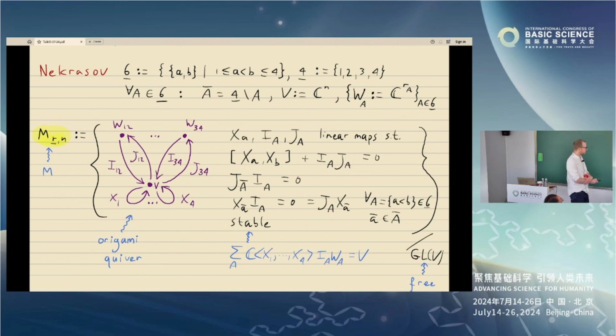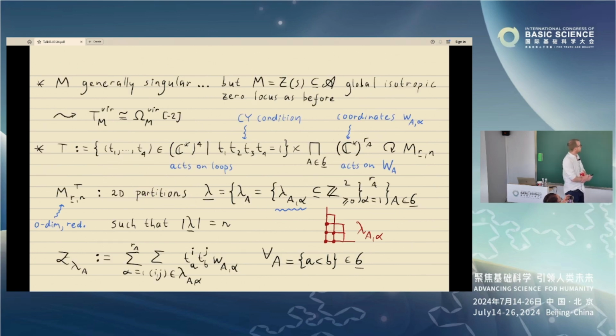So we look at linear maps satisfying, for all capital A consisting of small a smaller than b, the equation: the commutator [X_A, X_B] plus I_A J_A is 0. And then he says there are some more relations we should consider, namely if we go in with I_A and we go out with J_Ā, we get 0. And relations X_Ā I_A, J_A X_Ā is 0 for all Ā. And the stability condition is as before. The joint images of the W_A after acting with the loops generates all of V, and then GL(V) acts freely on here. So this is what we consider.